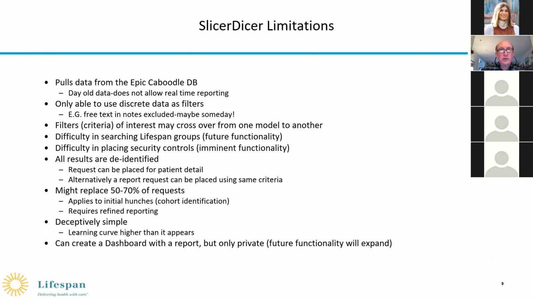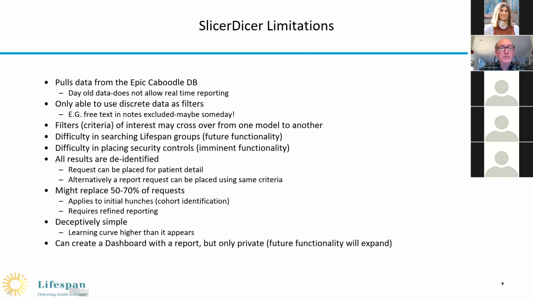Now, unlike Chronicles, which gives you information in real time, Caboodle is about a day old. So SlicerDicer is not acceptable for real-time reporting. You can't look at it and say, let me see if any of my patients have X, Y, or Z today. It's not designed to do that.